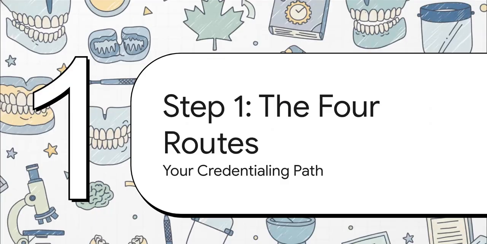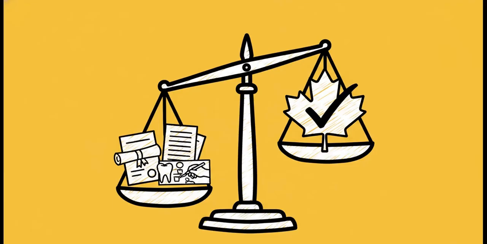Let's dig into that first step: credential processing. Now, this is not a one-size-fits-all kind of thing. The specific path you take is going to depend entirely on your educational and professional background. So what is credentialing, really? Well, it's a formal evaluation where CADTR takes a close look at your diploma, your transcripts, and all your hands-on experience, and they measure it all against the national standard here in Canada. It's all about ensuring a consistent level of quality and safety.